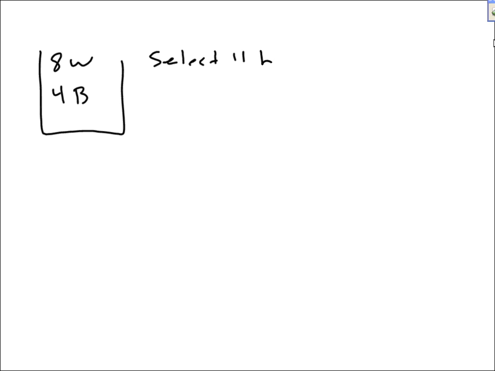Now, let's do an urn problem. We have this urn. It has, say, 8 white balls and 4 black balls. And you want to select 4 balls, we'll say with replacement. That is, you take the first ball, you put it back. You take the second ball, you put it back. In the end, you select 4 balls.